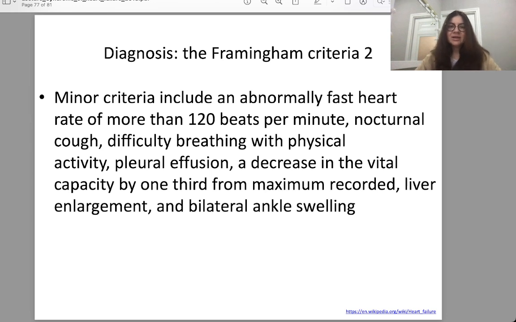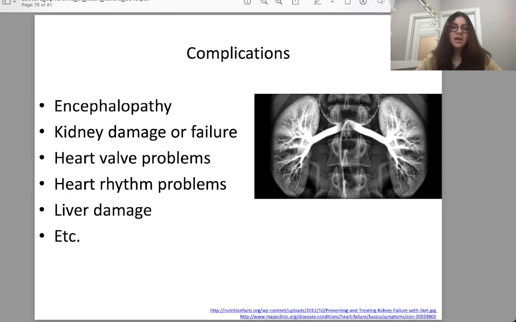The minor criteria include an abnormally fast heart rate of more than 120 beats per minute, nocturnal cough, difficulty breathing with physical activity, pleural effusion, a decrease in vital capacity by 1/3 from the maximum recorded, liver enlargement, and bilateral ankle swelling. Complications include encephalopathy, kidney damage or failure, heart valve problems, heart rate problems, and liver damage. All of them can be a cause of heart failure, as well as a result, like complications of heart failure.